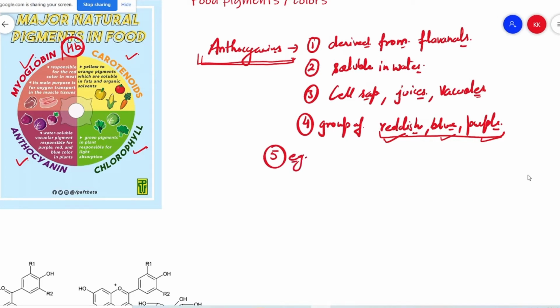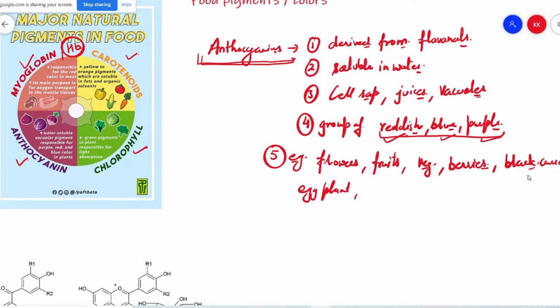Number one is different types of flowers, fruits, your vegetables. Other than this, different types of berries, black currant, in that also the anthocyanins are present. Eggplant also contains anthocyanins. Then red grapes, and red or purple cabbage. They all have anthocyanins in their structure.